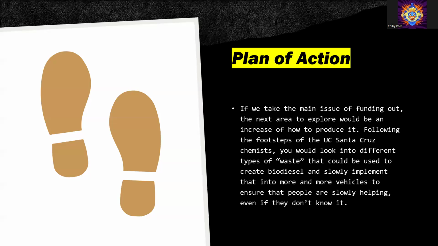Now, plan of action. If you take the main issue of funding out, the next area to explore would be increasing how to produce it. Following in the footsteps of the UC Santa Cruz chemists, you would look into different types of waste that can be implemented to create biodiesel, as well as slowly implement it into more and more vehicles to ensure that people are slowly helping, even if they're slightly unaware of what's going on with it.